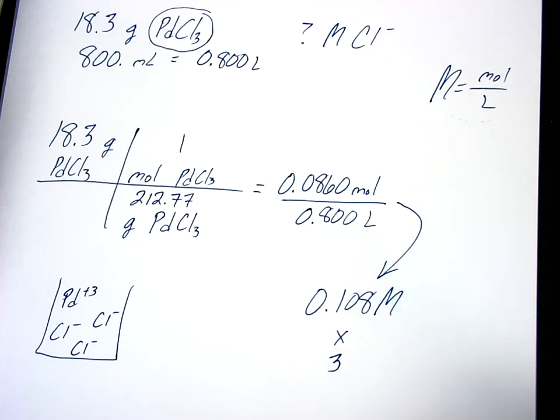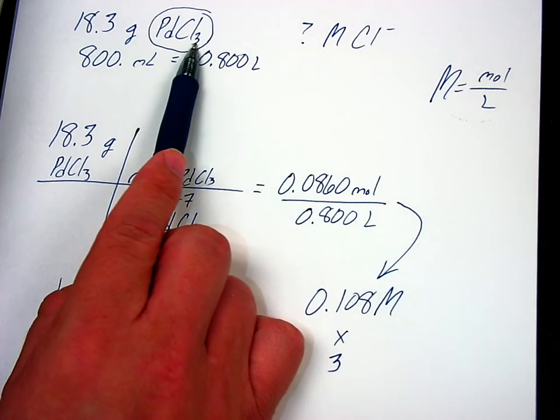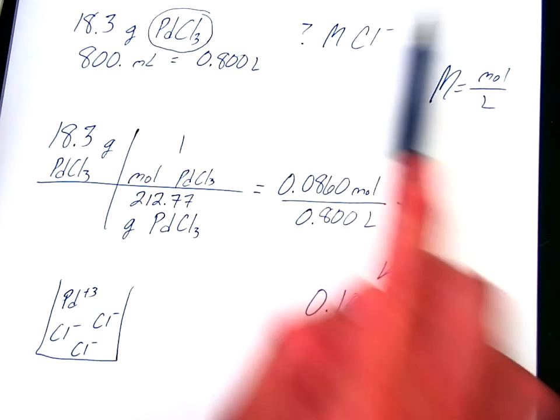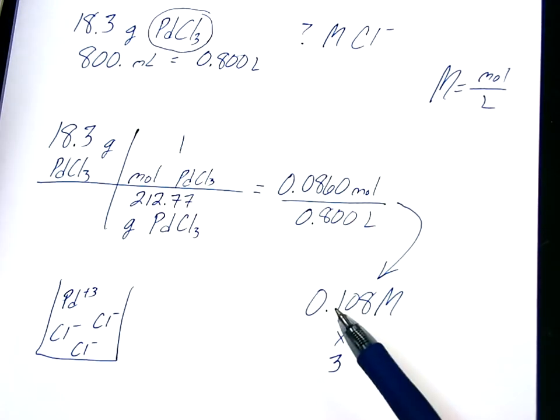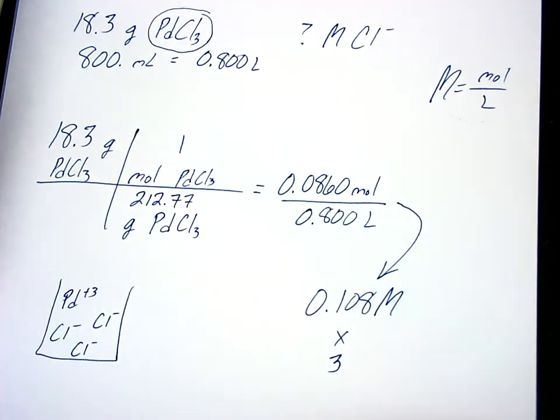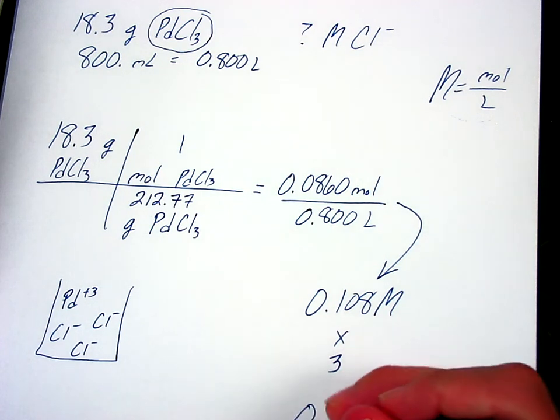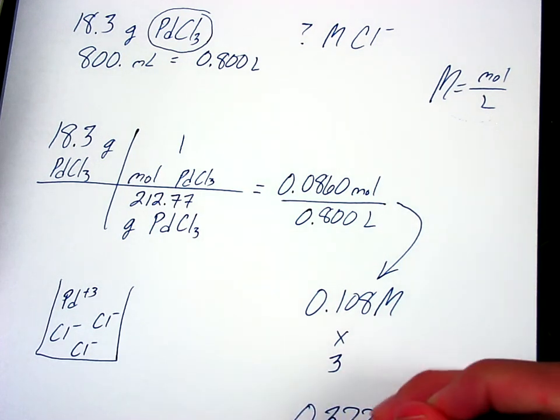And the way to say it in a nutshell is we want to multiply times how many there are of the ion that it's asking for. And then the 0.108 times 3 is going to give me 0.322 molar as an answer.